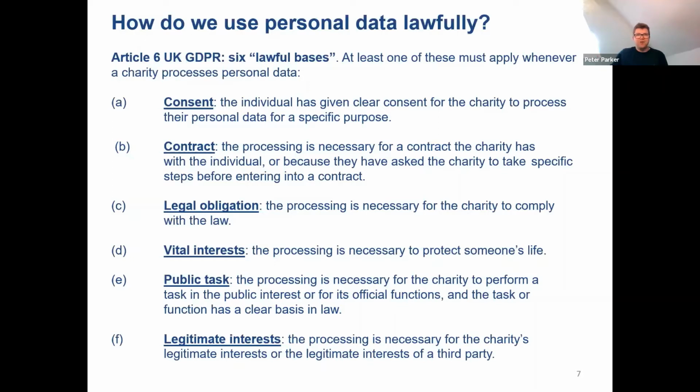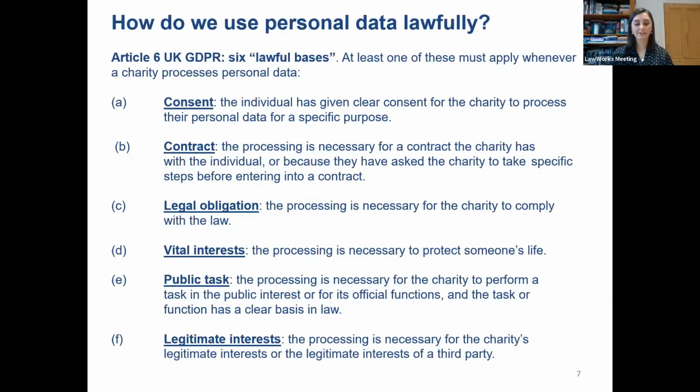Next, public task. The processing is necessary for the charity to perform a task in the public interest or for its official functions, and the task or function has a clear basis in law. This is unlikely to apply, I would suggest, in relation to many charities who will not be public authorities. And finally, legitimate interests, which is often the most hotly talked about basis. This is where the processing is necessary for the charity's legitimate interests or the legitimate interests of a third party.